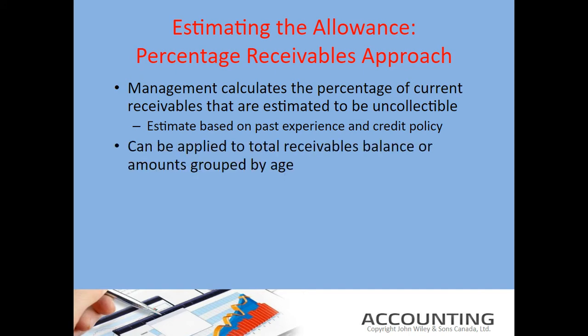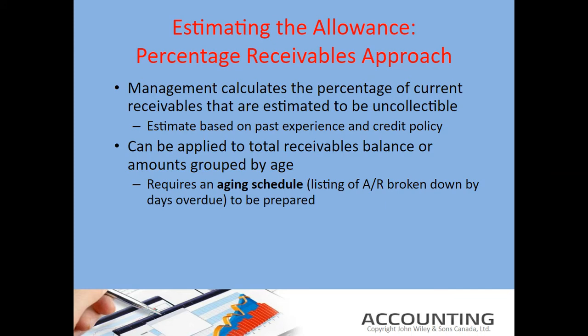It can be applied in two different ways, and I'll show you an example of both, either by total receivables balance or by grouping by age. Now, the aging schedule basically means that I take my accounts receivables and I break them down by how old they are, how long they have been unpaid. We know that the longer that an account goes unpaid, the less likely it is to be collected. So the formula, so to speak, and the methodology doesn't change drastically. It's just whether I take all of the receivables as one batch and apply one single estimate to it, or whether I break down the accounts receivables by age and then apply different percentages based on their age.